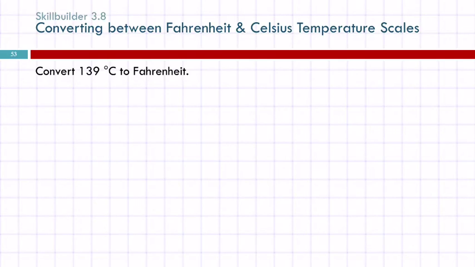Well, we need the equation. So if we go back and look up the equation, we see that degrees Celsius is equal to the Fahrenheit temperature minus 32 divided by 1.8. Well, that's great if we've got Fahrenheit, but we were given Celsius.